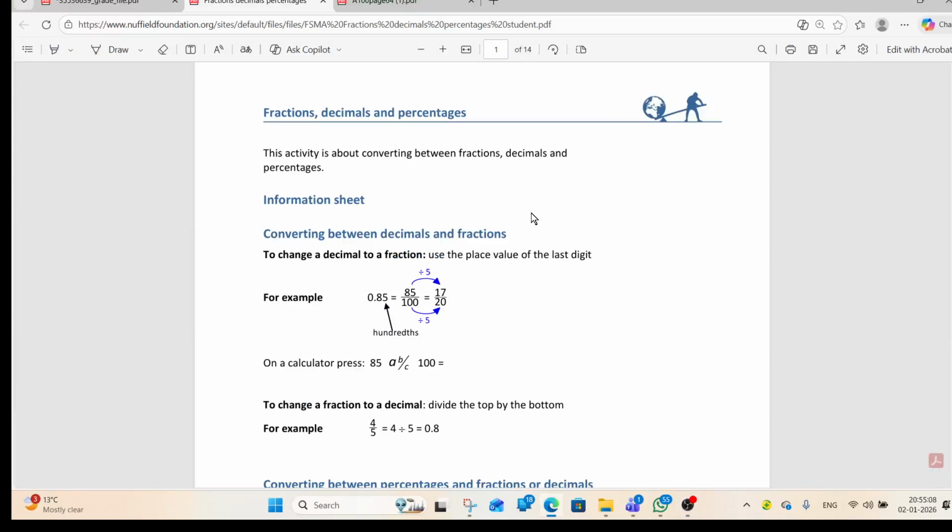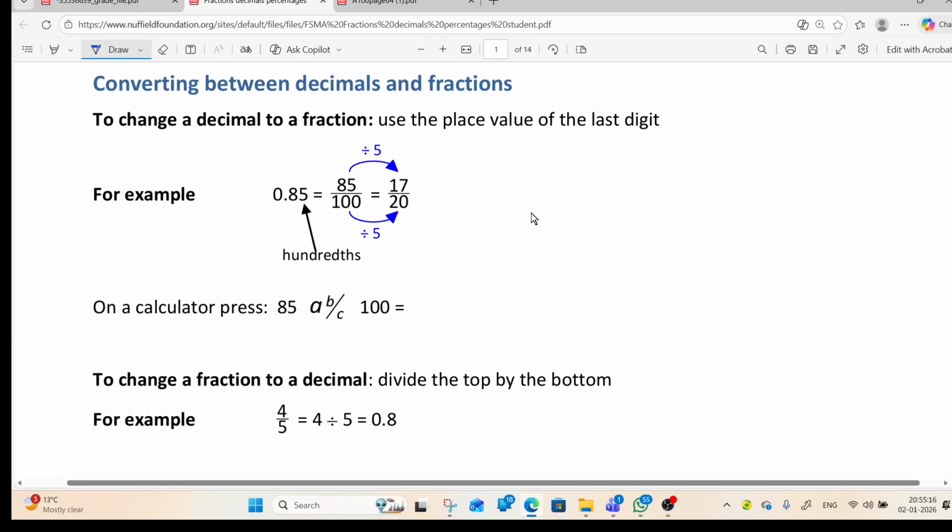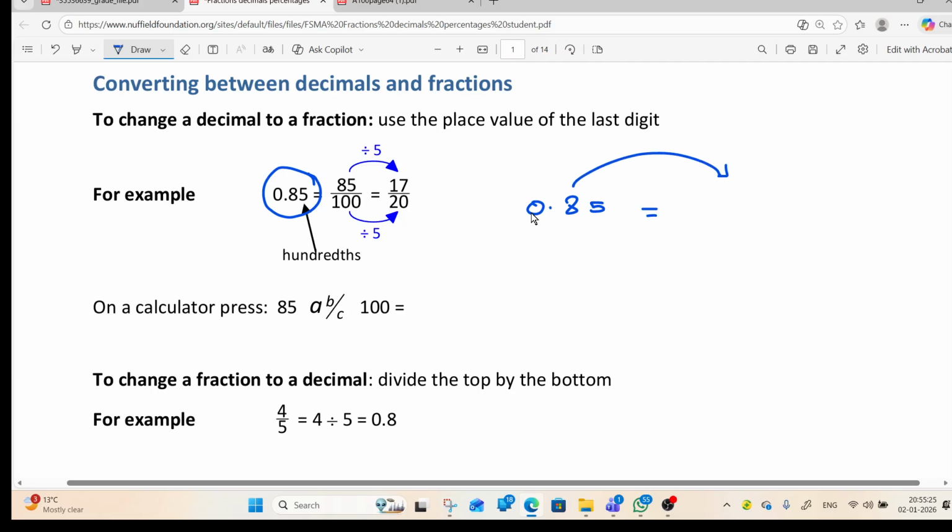So let's learn fractions, decimals, and percentages, and how to convert between them. For example, if we have a decimal like 0.85, to convert 0.85 into a fraction, we write the numerator as it is. We have 85. So 85 is my numerator.